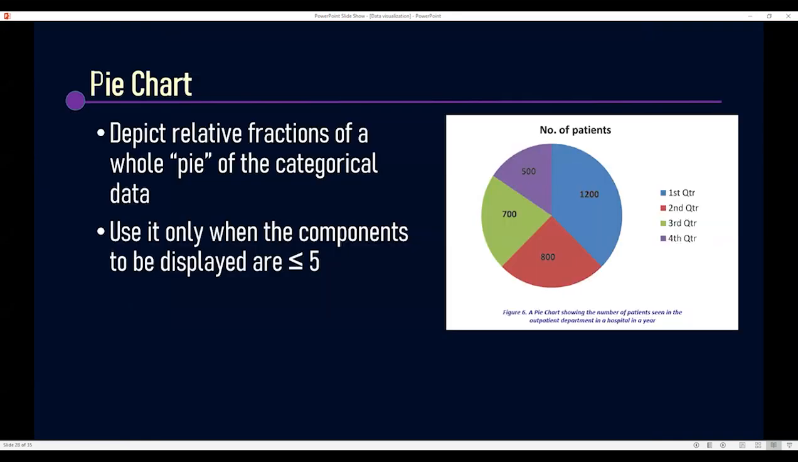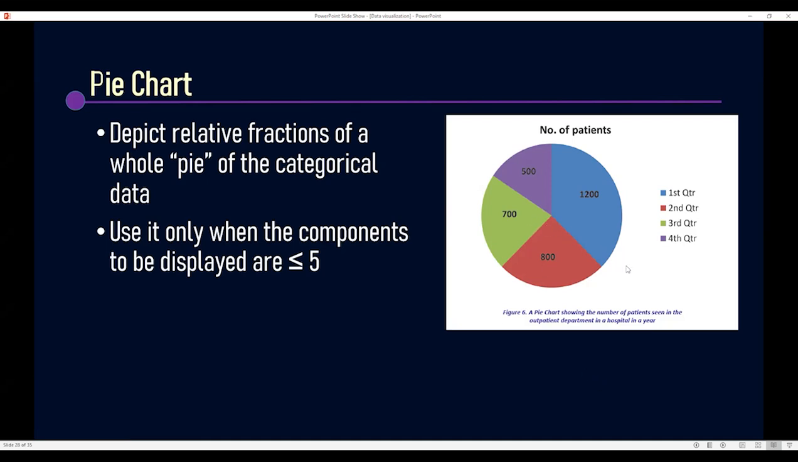Pie charts are used to depict relative fractions of a whole, that is, a pie of the categorical data, but you should use it only when the components to be displayed are 5 or less. If there are 10 and you are expressing in a pie chart, it's very difficult to decipher the information.